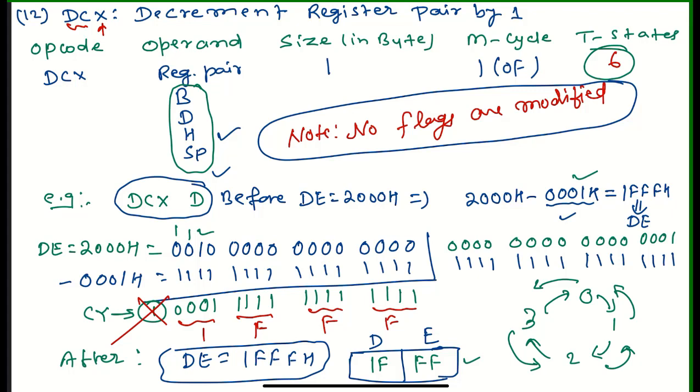I hope you understand this instruction better, and you can compare this DCX with DCR, and with INX also, and how we get their size in terms of bytes, machine cycles, and T states. I have given all these things with much clarity. So I hope you understand this instruction better.